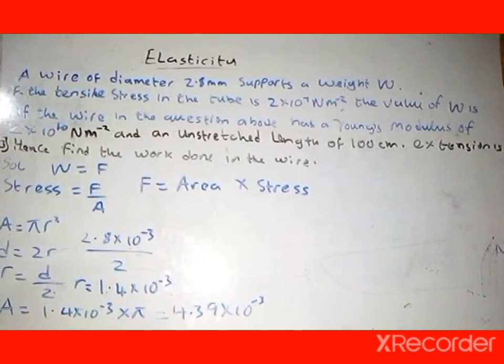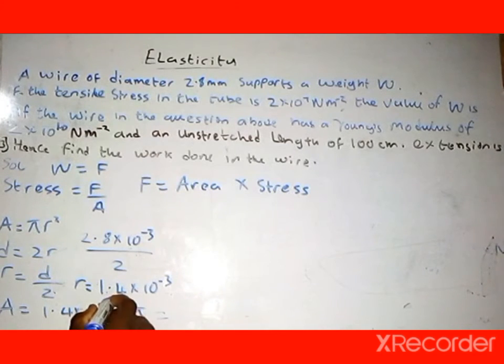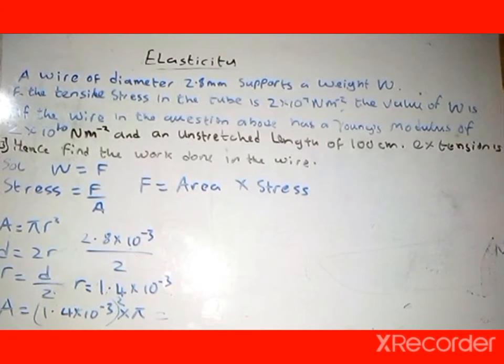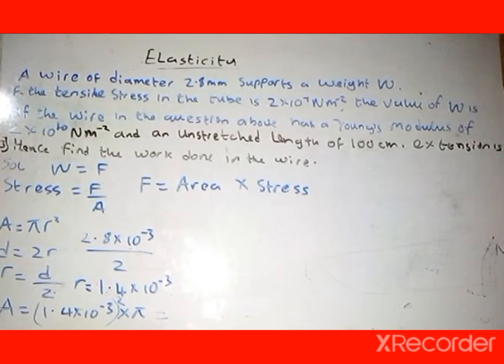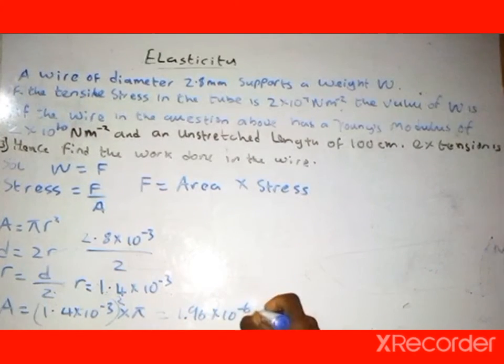No, there is a mistake here. We know that it is pi r squared. So then we have to square this. It will be 1.4 times 10 raised to the power minus 3, all squared. We now have 1.96 times 10 raised to the power minus 6 pi.